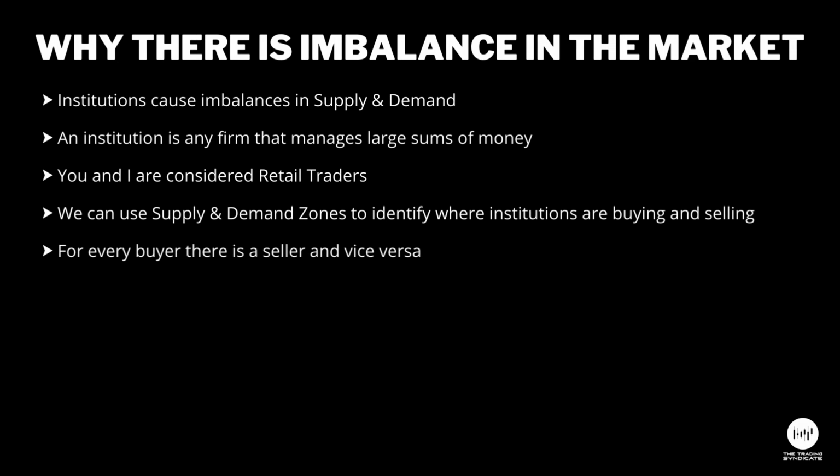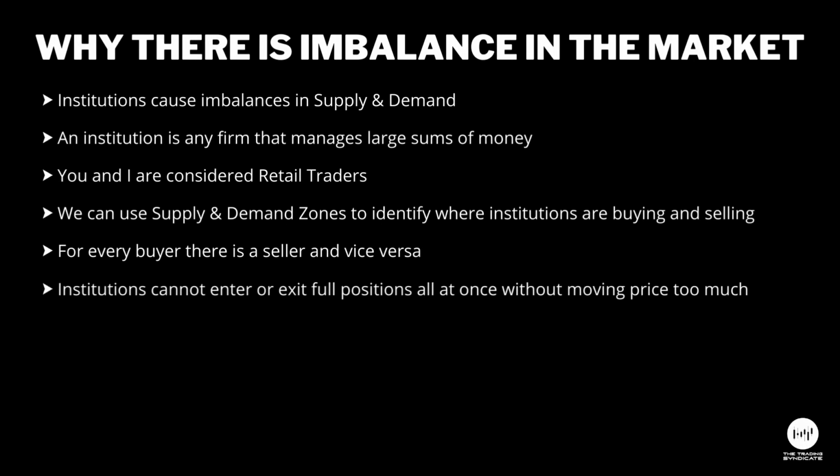For every buyer, there is a seller, and for every seller, there is a buyer. One cannot coexist without the other. So what this means for the market is that large institutions cannot enter nor exit full positions all at once without moving the price too drastically from the price that they are comfortable with entering or exiting at.